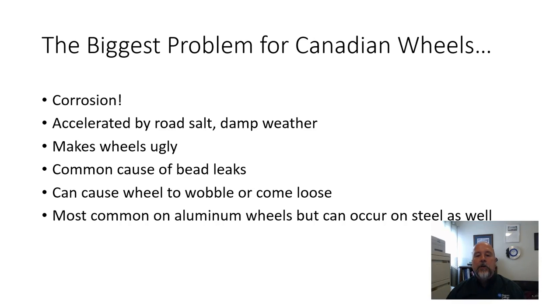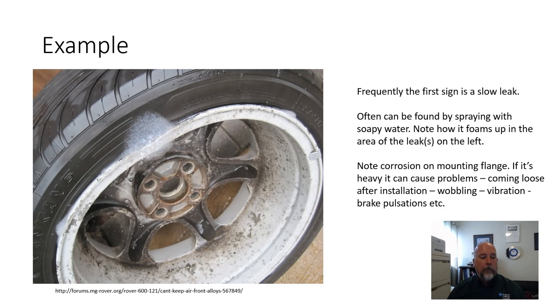The corrosion can also get into places so that the wheels don't mount properly, and that can bring up issues like the wheels coming loose or wobbling or brake pulsations, things like that. Usually this is a problem with aluminum wheels, but it can happen with steel wheels as well.